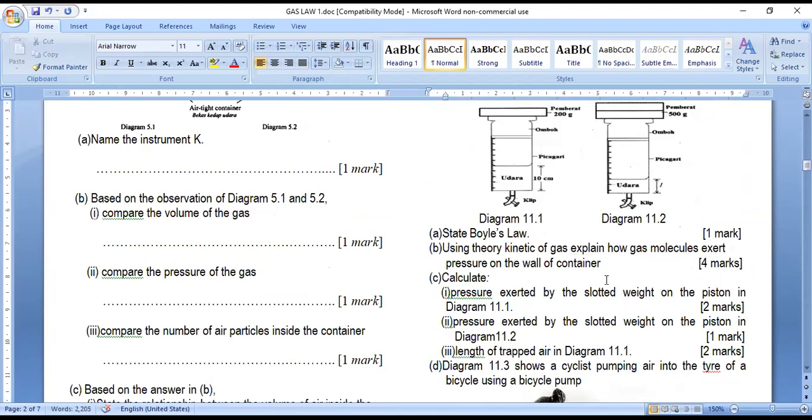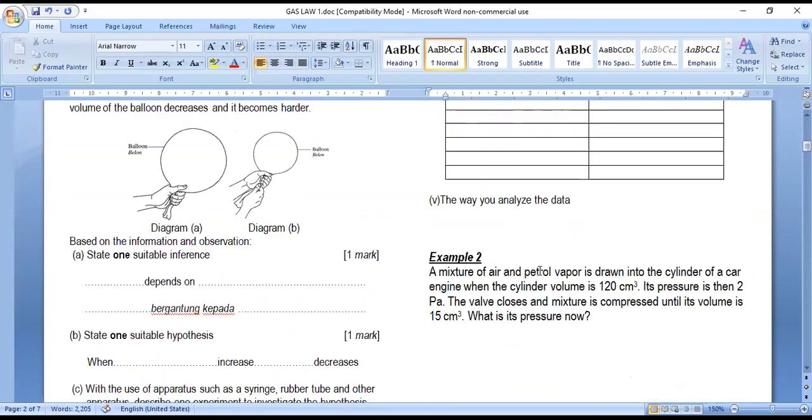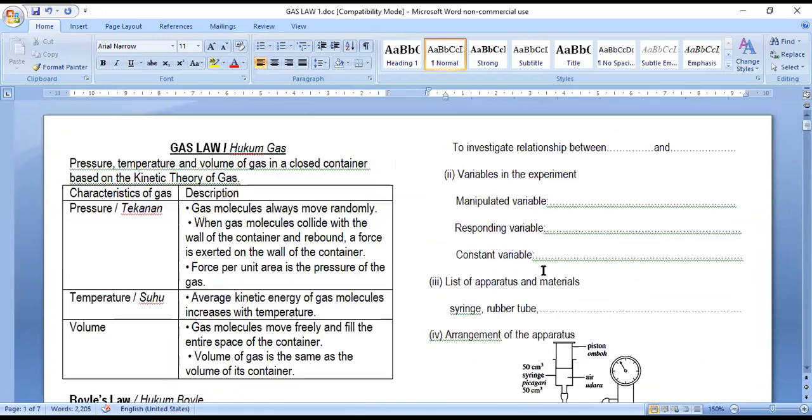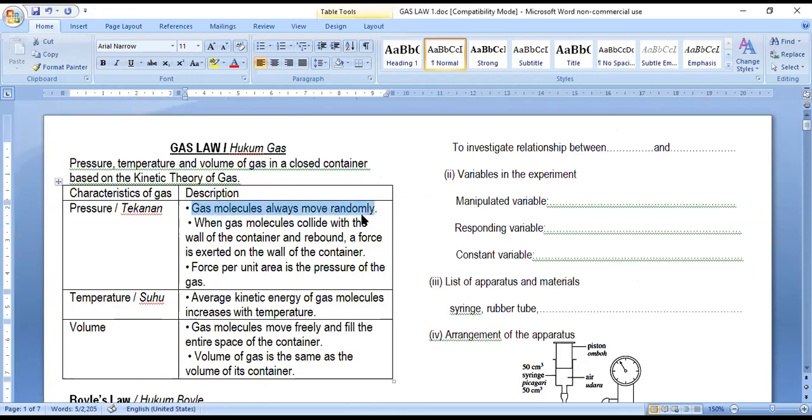Okay, exert pressure on the wall of the container. So they give you 4 marks. What you must say, you must follow this. First say, gas molecules always move randomly, so you get 1 mark. Next, when gas molecules collide with the wall of the container and rebound, you can add change in momentum.